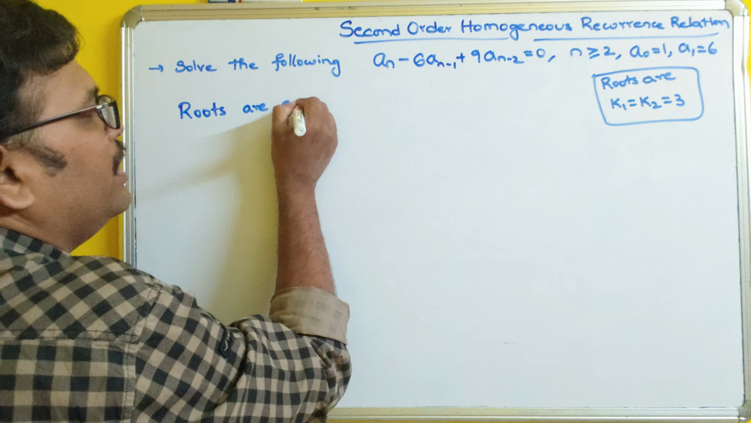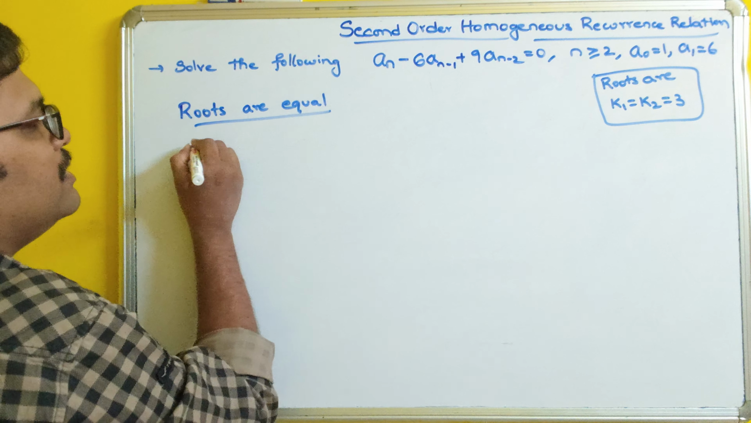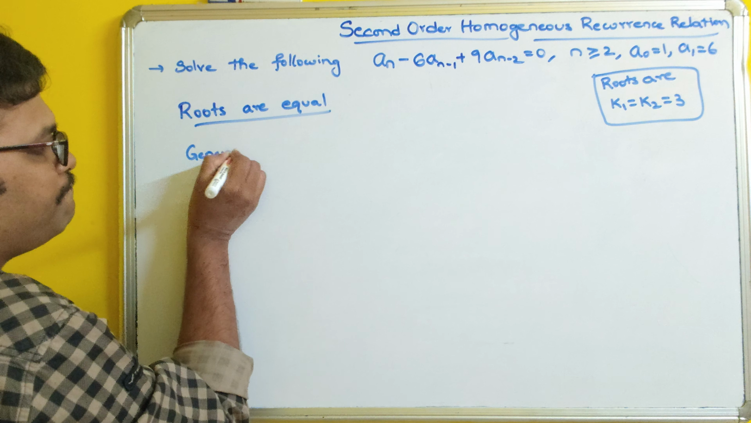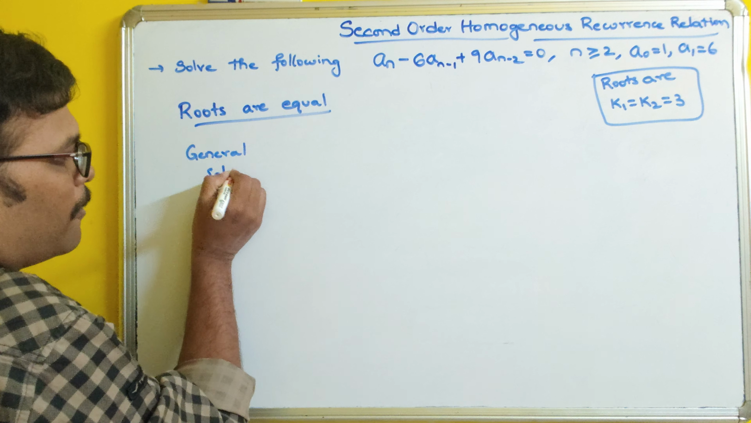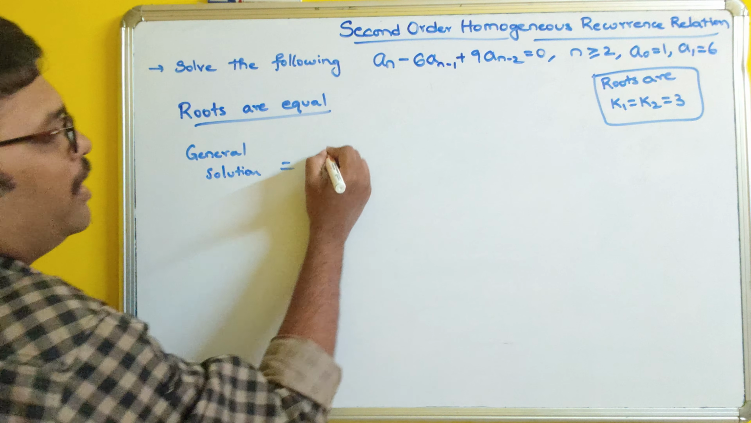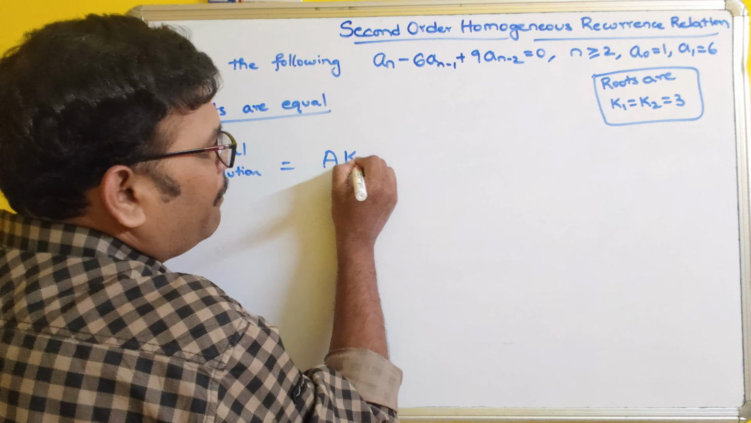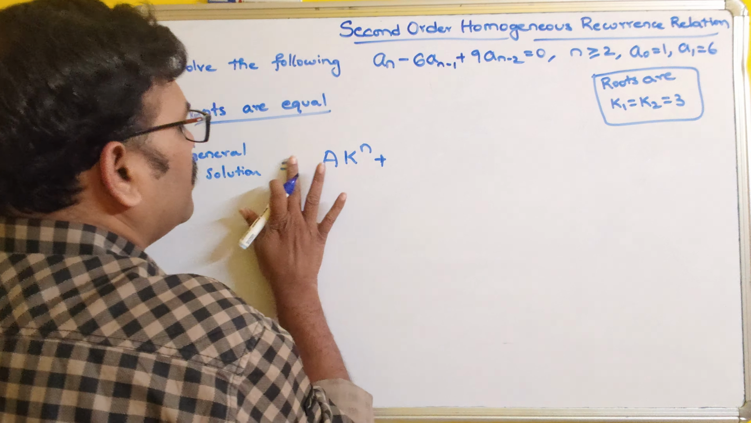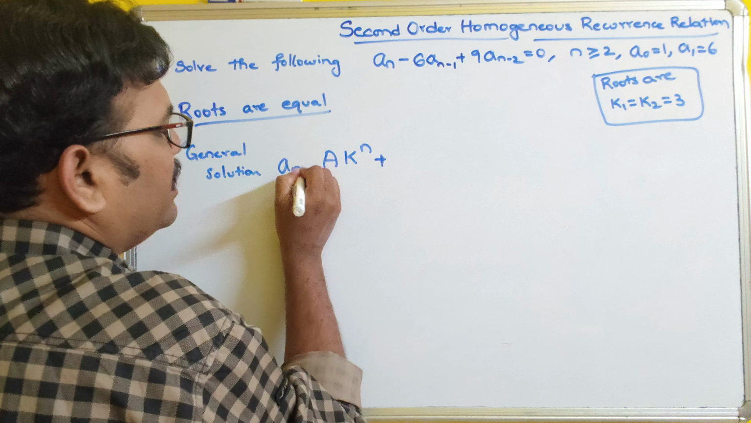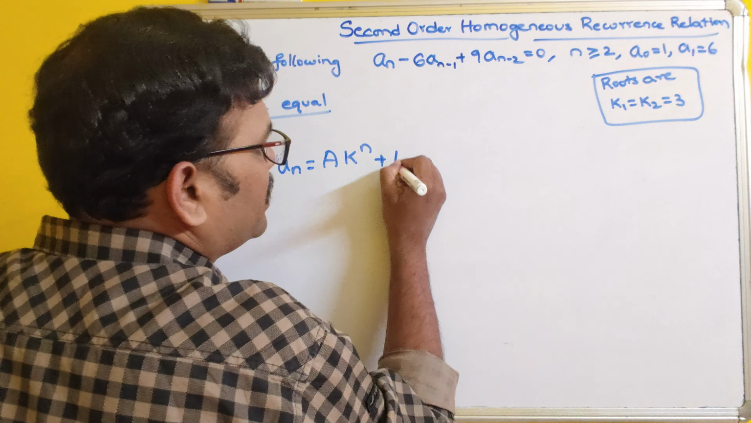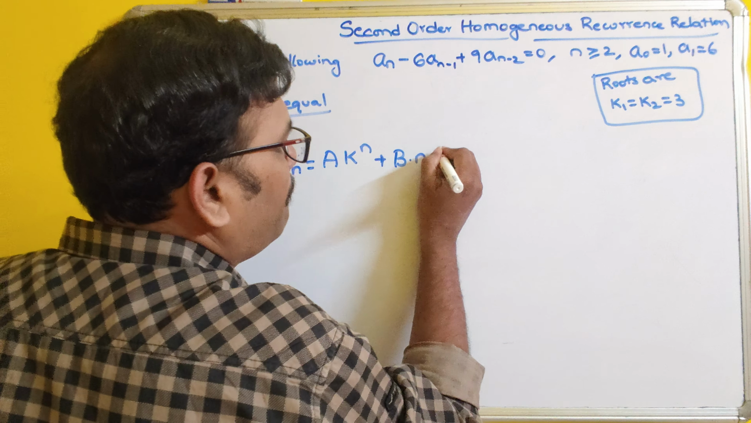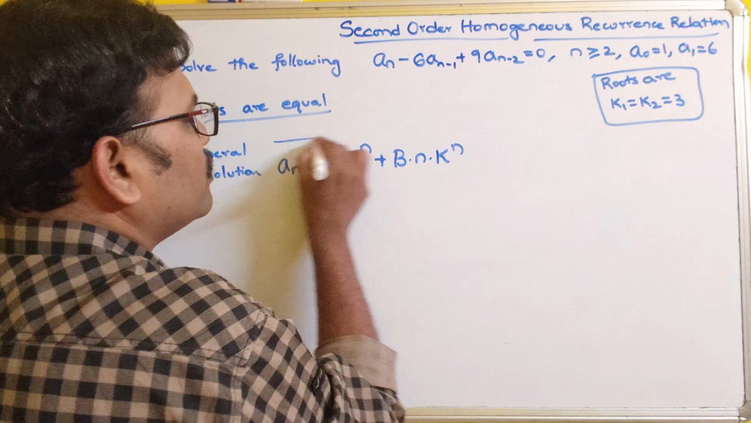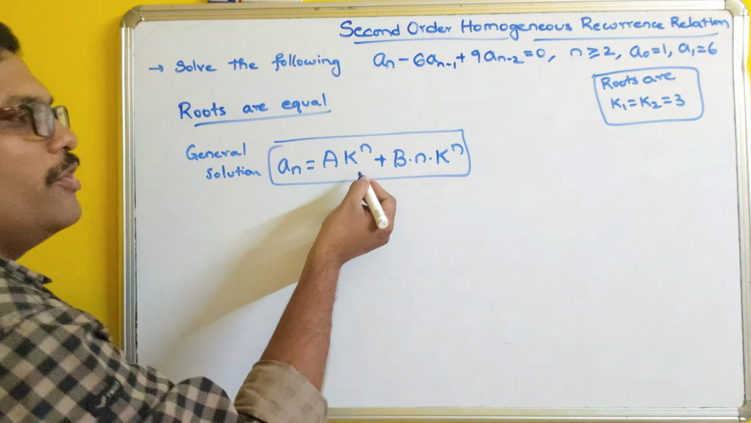Roots are equal. So the general solution will be a_n = (A k^n) + (B n k^n). So this is the general formula, where we know the k value.